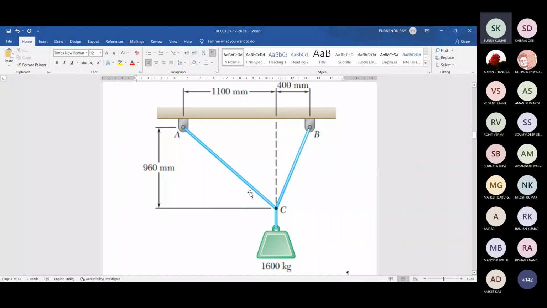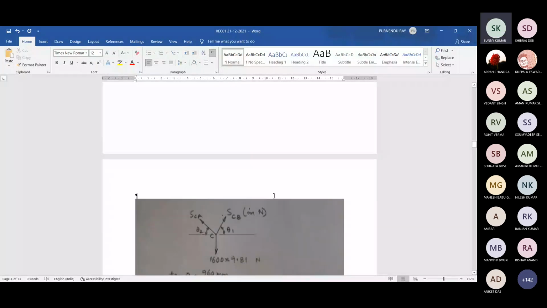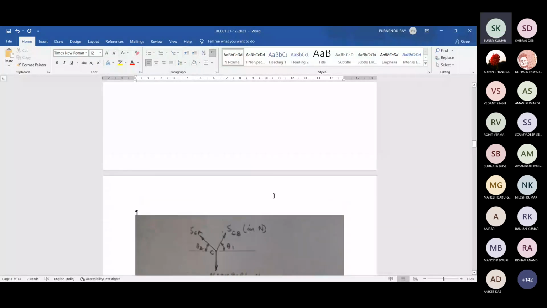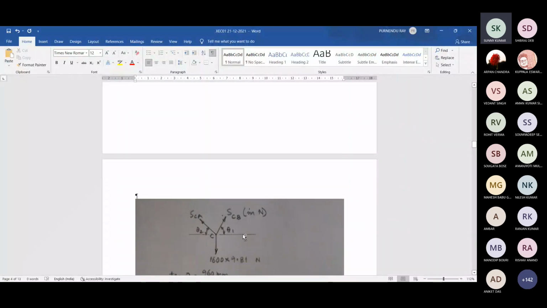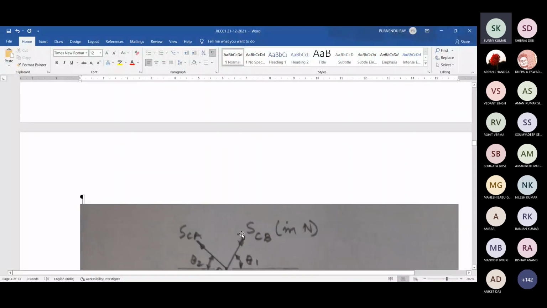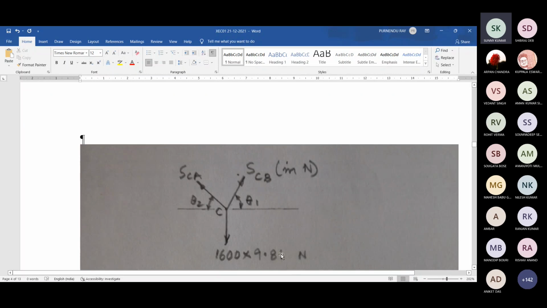If this angle is theta 2, not in the formal sense of angle measured from the positive x direction, horizontal towards the right, but in simple geometry, then tan theta 2 is equal to 960 divided by 1100, which is 0.87. We'll check it later, but before that, this part is very important.